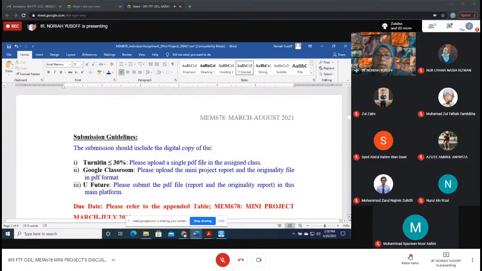The submission, okay, now you have done all the necessary work. You have prepared the report. And then you save the report in PDF file. So next, after that, you have to upload your PDF file in the Turnitin software to check on the plagiarism.